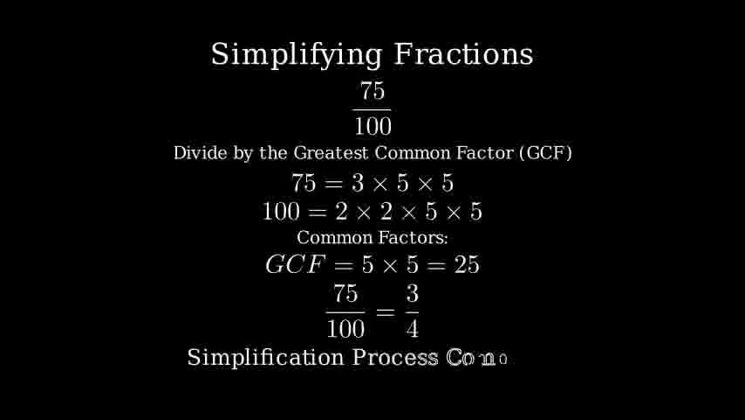And there you have it. The fraction 75 over 100 simplifies to 3/4. Remember, simplifying fractions involves finding the greatest common factor and dividing both the numerator and denominator by it. This makes the fraction easier to work with in mathematical calculation.